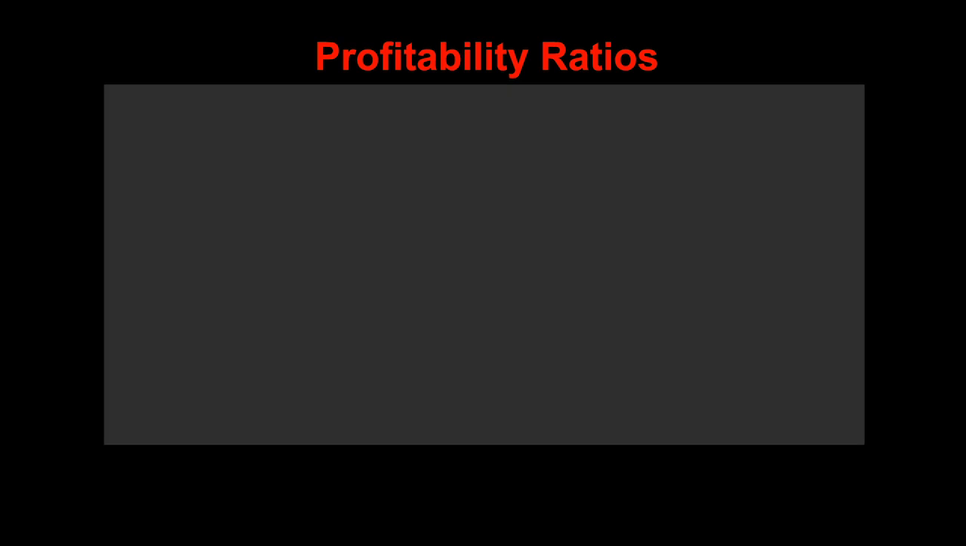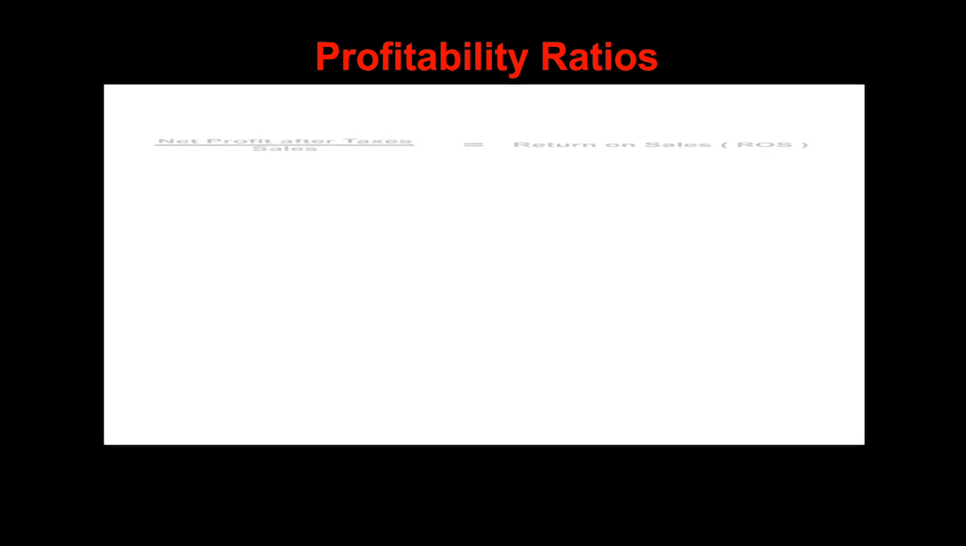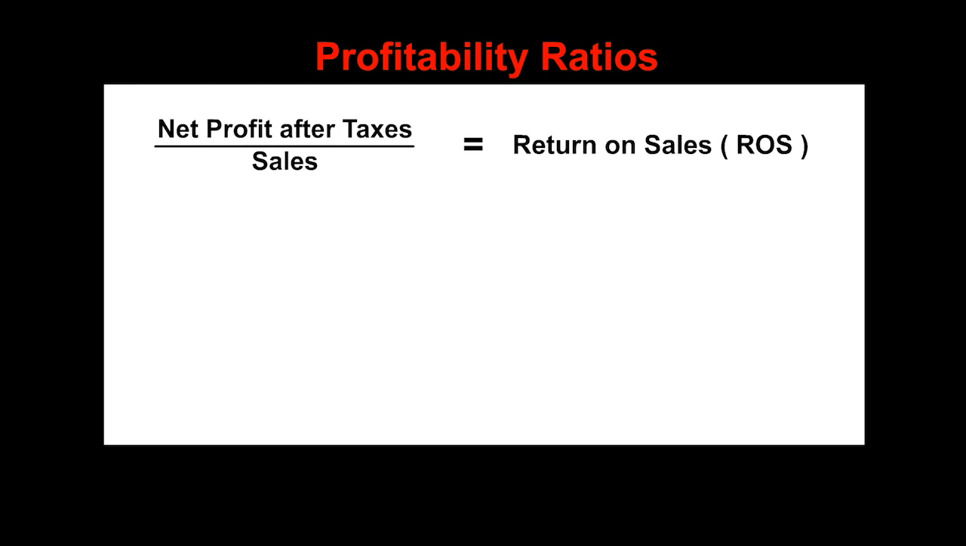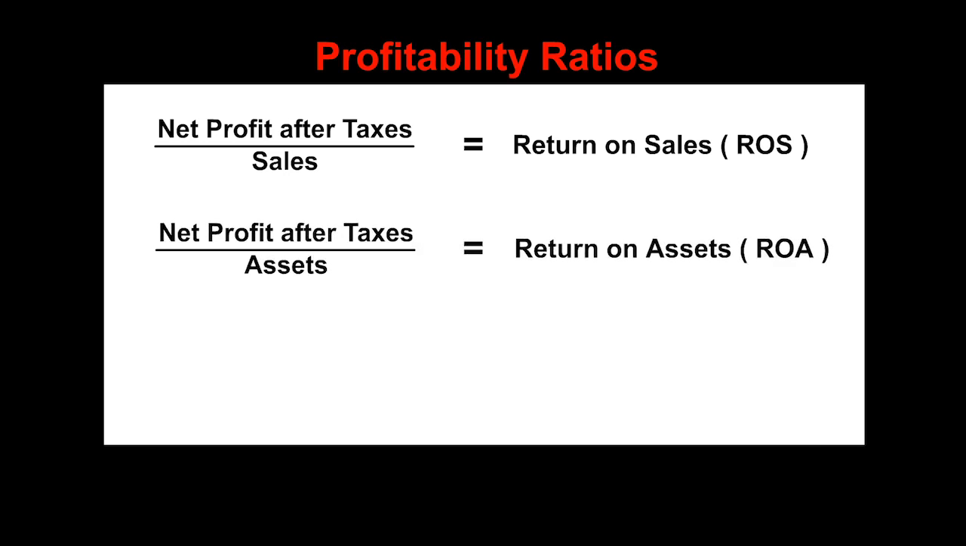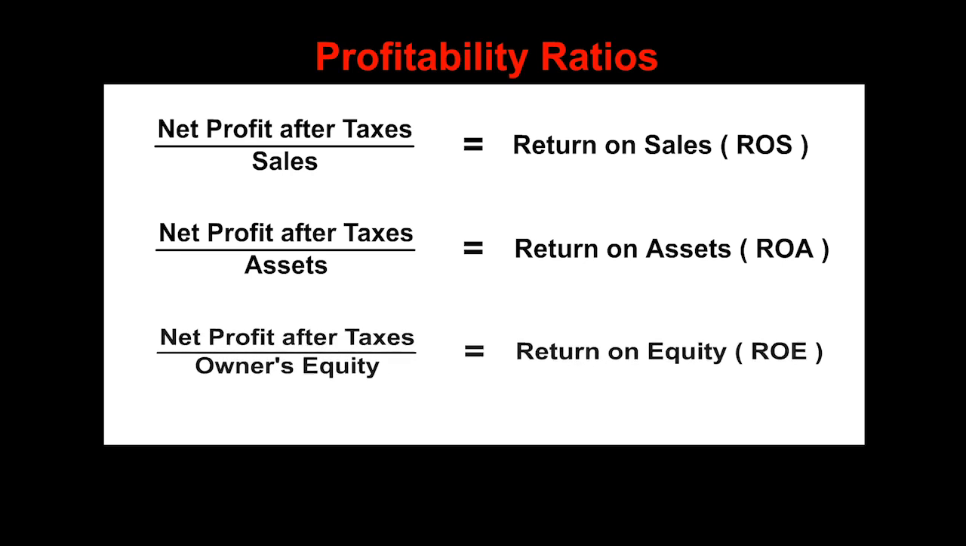The third group of ratios are the profitability ratios. The net profit after taxes of the enterprises are related to the sales, assets, and owner's equity of the enterprise. The ratio of net profit after taxes to sales provides the return on sales, or ROS. The ratio of net profit after taxes to assets gives the return on assets, or ROA. The ratio of net profit after taxes to owner's equity yields return on equity, or ROE.